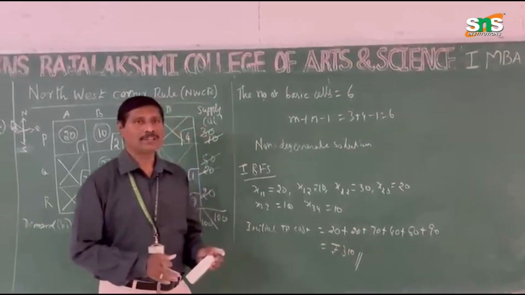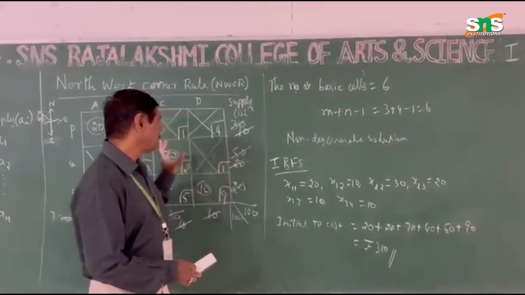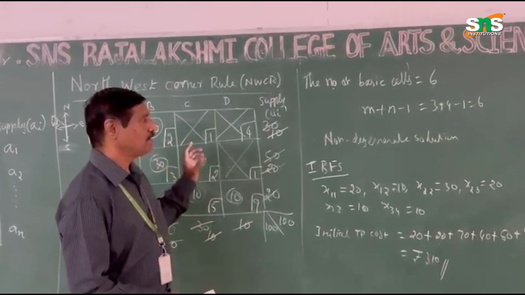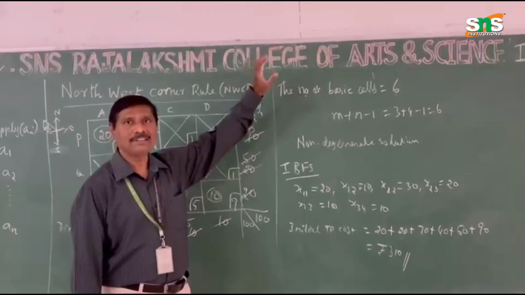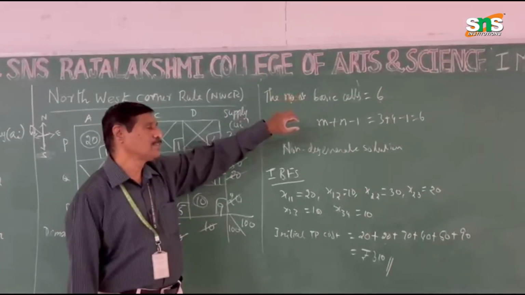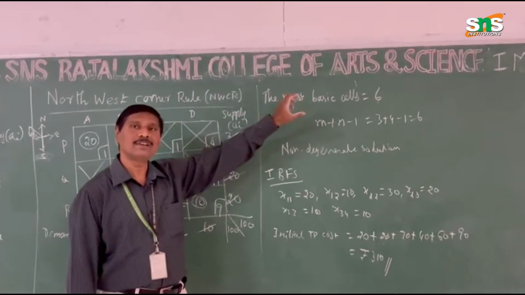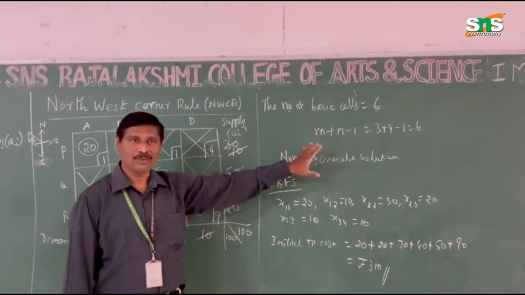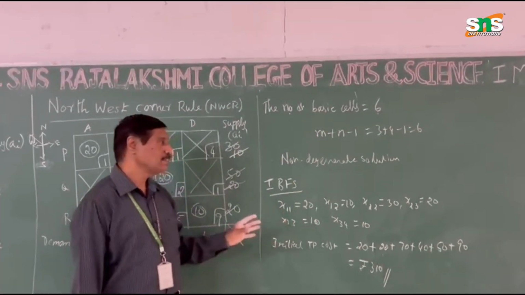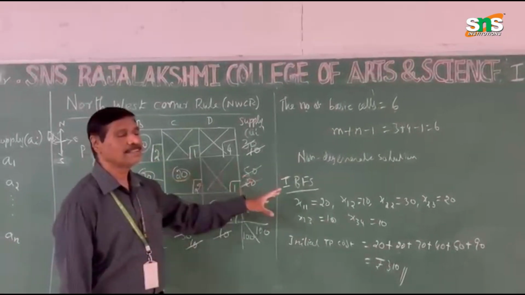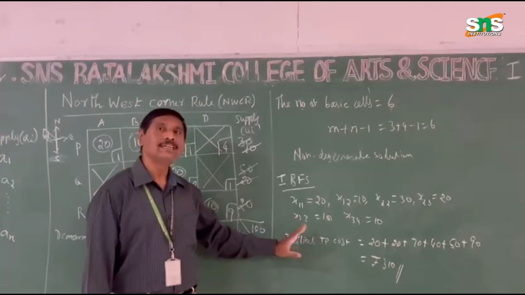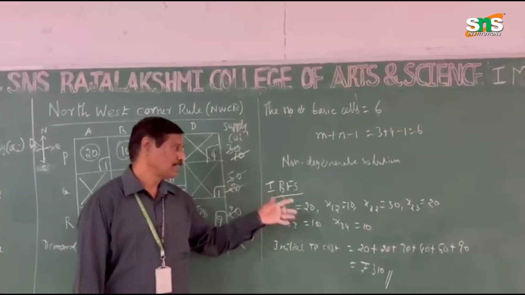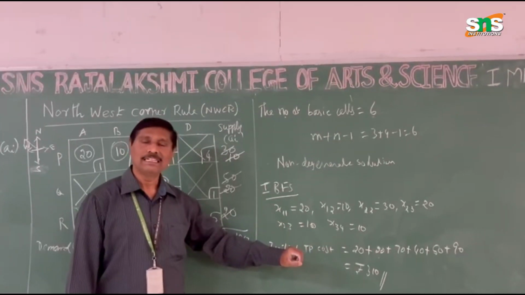So in this northwest corner rule, we satisfy the rim conditions and we check whether the given solution is degenerate or non-degenerate using the condition that the number of basic cells is equal to the m plus n minus 1 formula. If these two are equal, then we get a non-degenerate solution. Then we get the solution, that is the occupied cells, and the initial transportation cost. Using this way we get the initial transportation cost is 310.